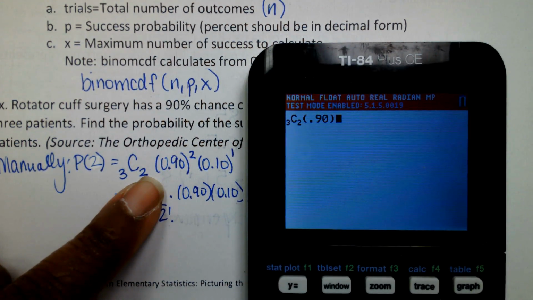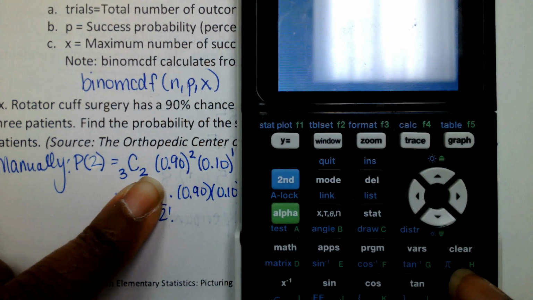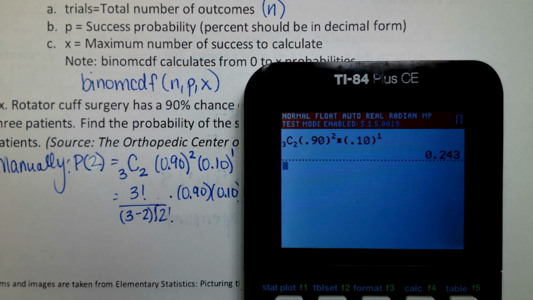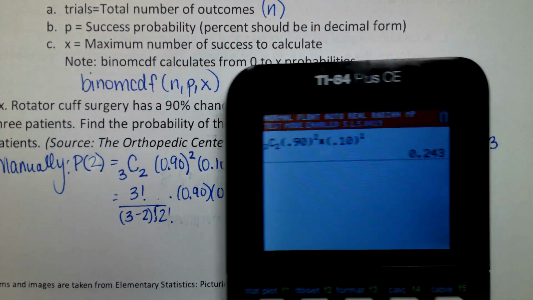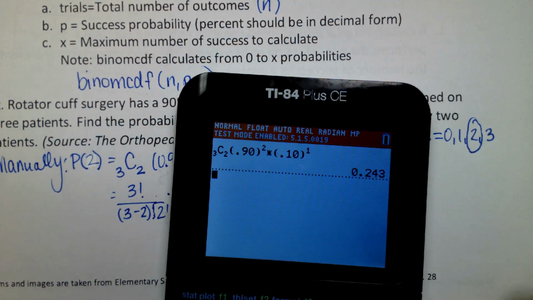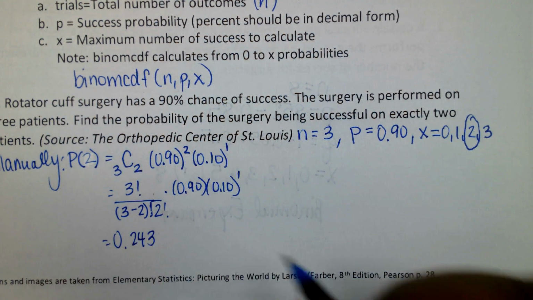0.90 to the second power times 0.10 to the first power. There's my caret button, just in case you can't see it. Caret to the first power. That takes a little time to practice. If you do these manually, you're going to have to practice this and be proficient at it. So this is 0.243.